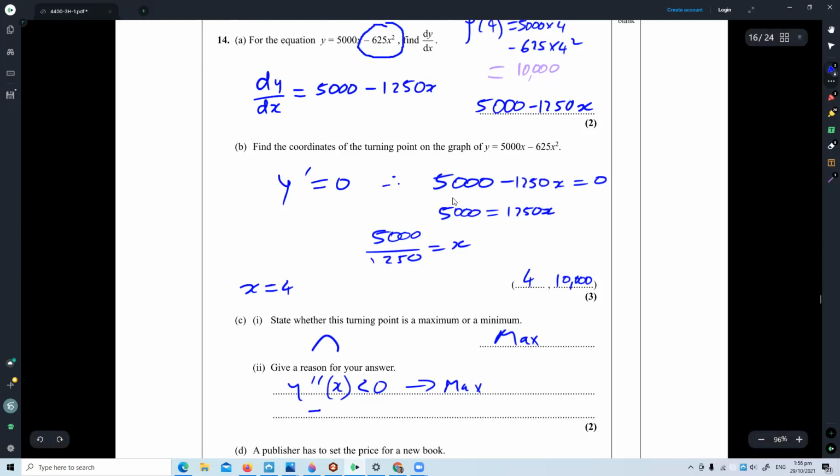So we get negative 1,250 equals f dash of x. So the second derivative, f double dash, sorry. And because the second derivative is negative, therefore it's a maximum.